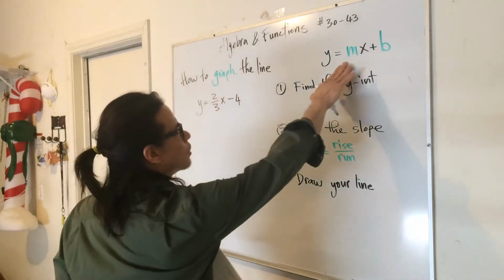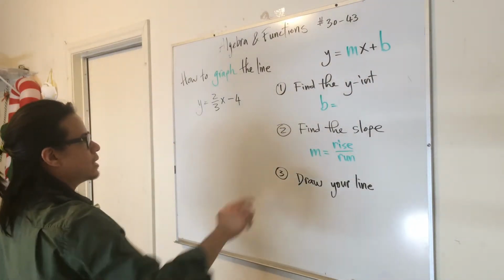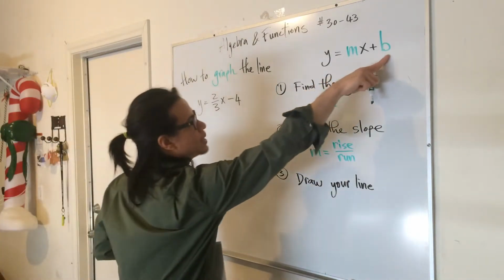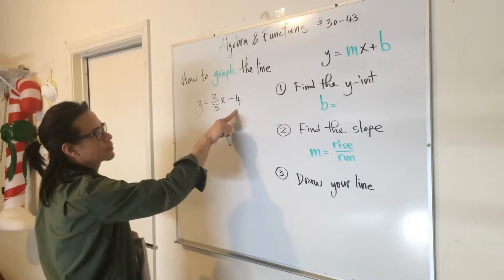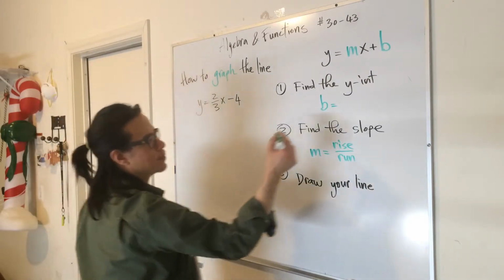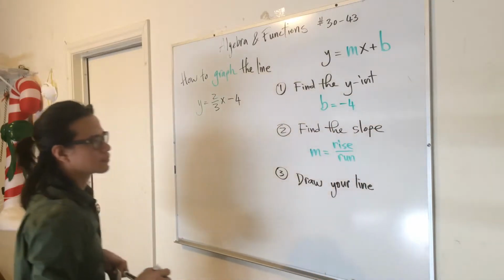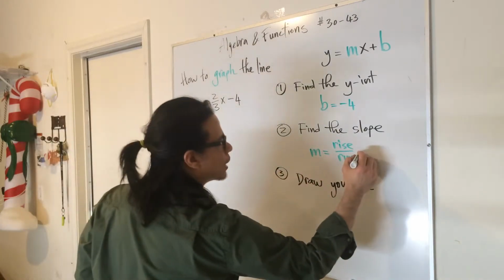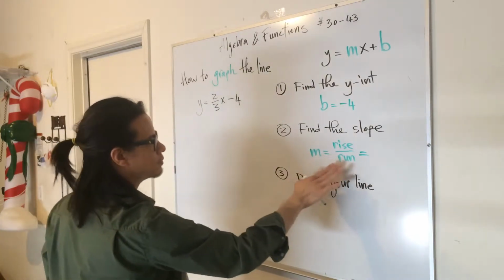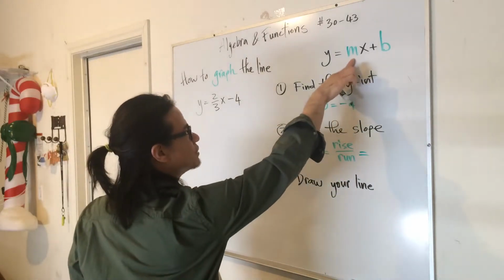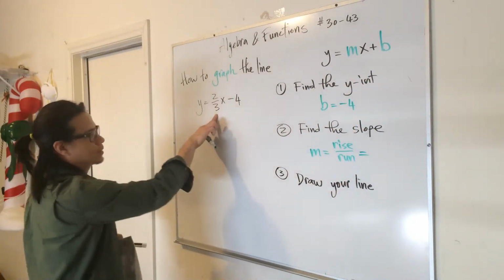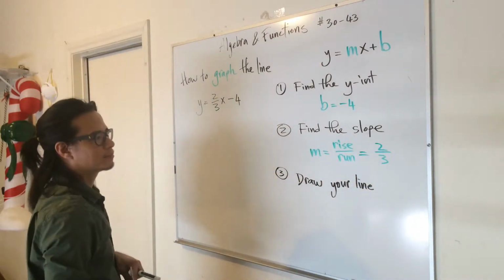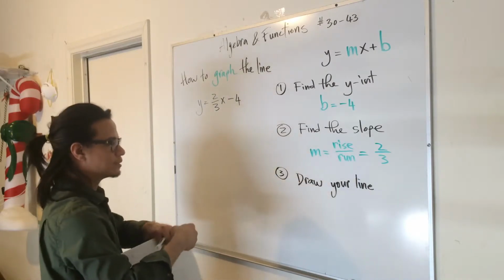Okay, so starting once again with y equals mx plus b, let's find out what the y-intercept is. b is this part here. So what we see is negative 4. Okay, find the slope. m equals rise over run. So m is the stuff that's in front of the x. It's 2/3. We're home free. Now all we need to do is just draw our line.